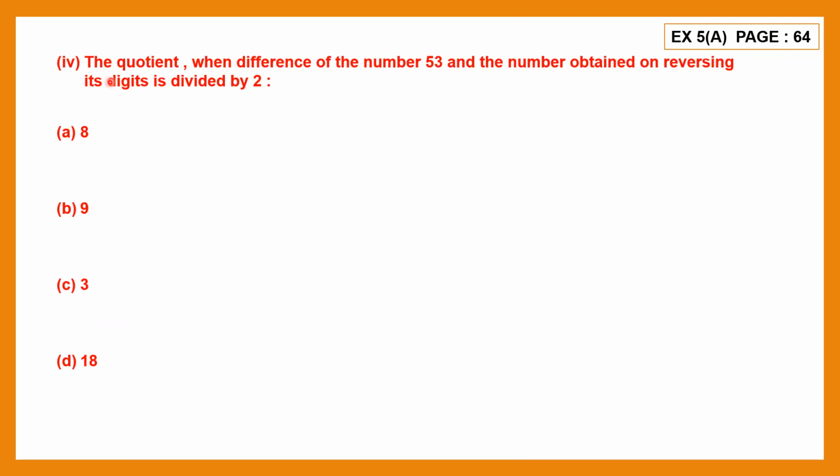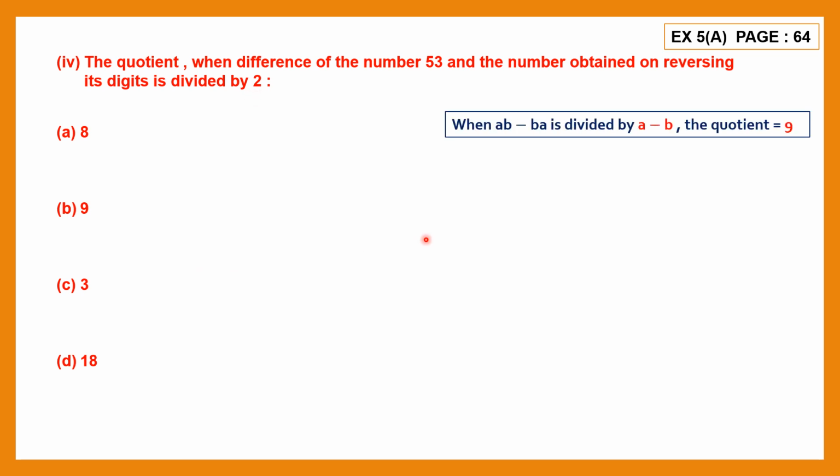Question 4. The quotient when difference of the number 53 and the number obtained by reversing its digits. So 53 and the number obtained by reversing it will be 35. When you find the difference, the quotient is the question. What is the quotient when that is divided by 2? Okay. Now keep this in mind.